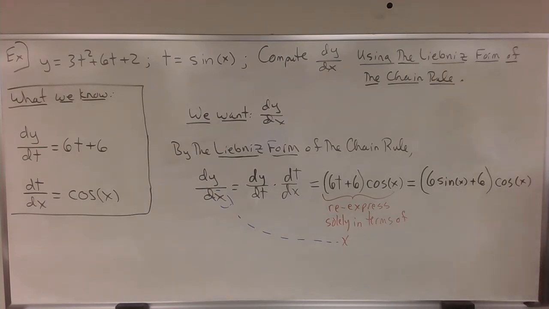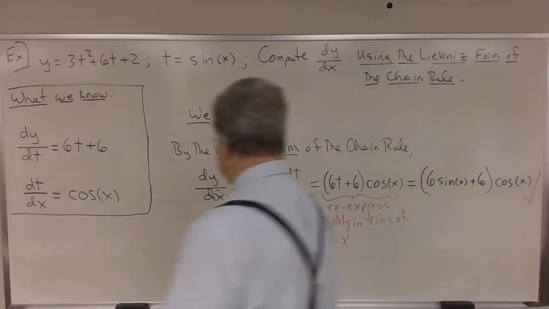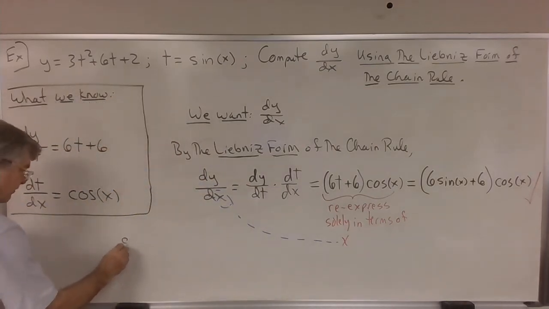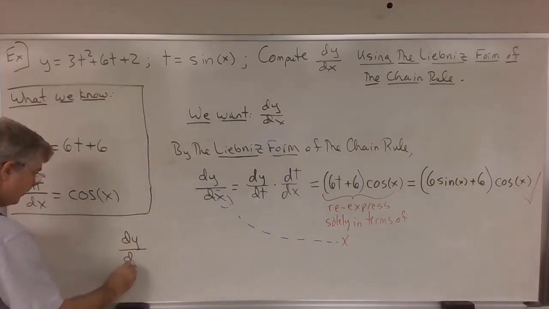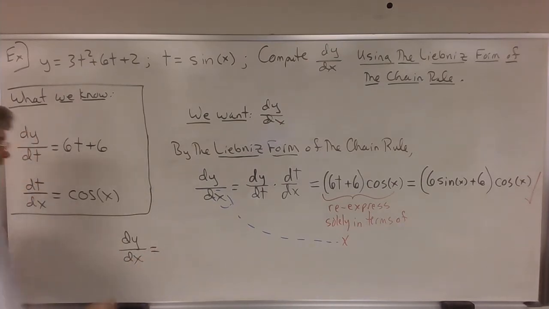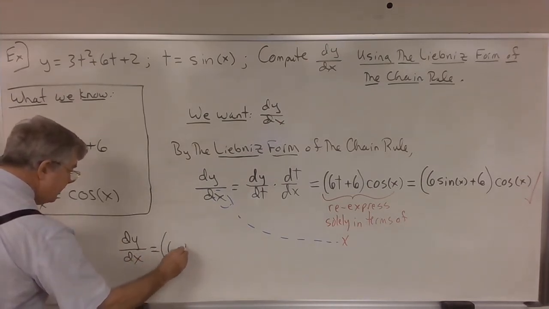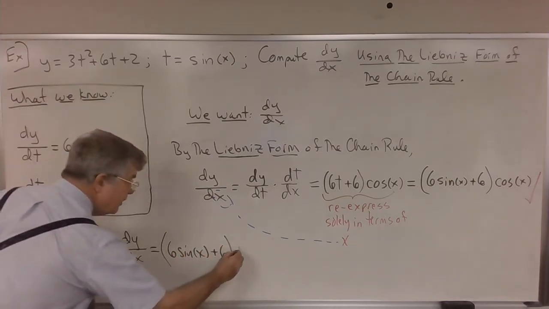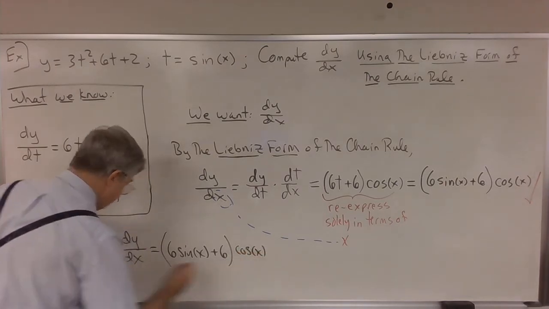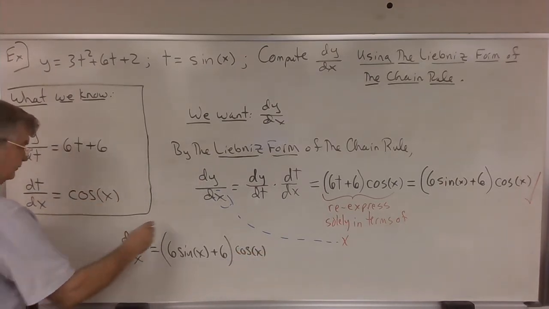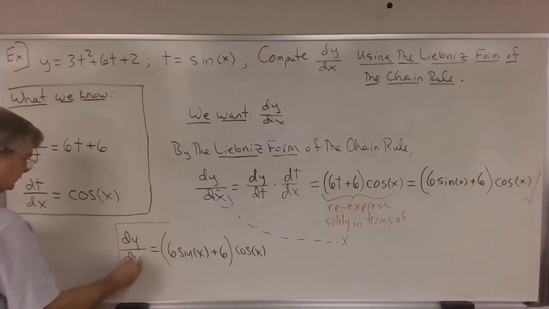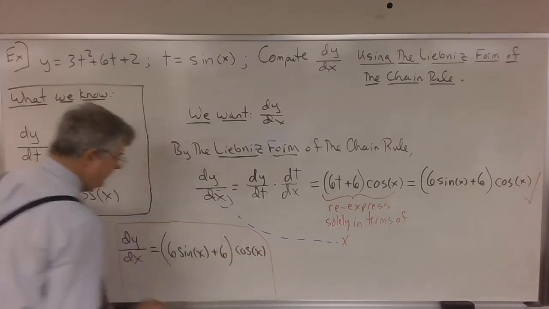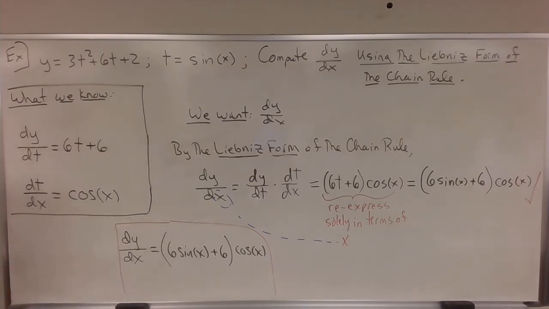And I like this form of the answer. I'm going to leave it exactly like that. But for the sake of being thorough, I'll put my answer in a little box here: 6 sine of x plus 6 times cosine of x. There's my answer. Voila.